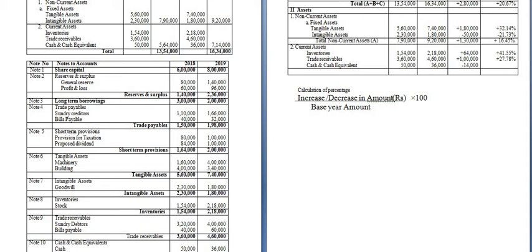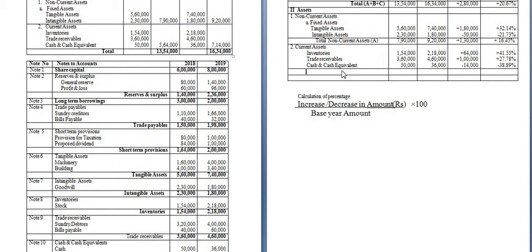14,000 divided by 50,000 into 100 is equal to, minus sign, 38.89%. Okay. Now make the total. Make the total current asset.